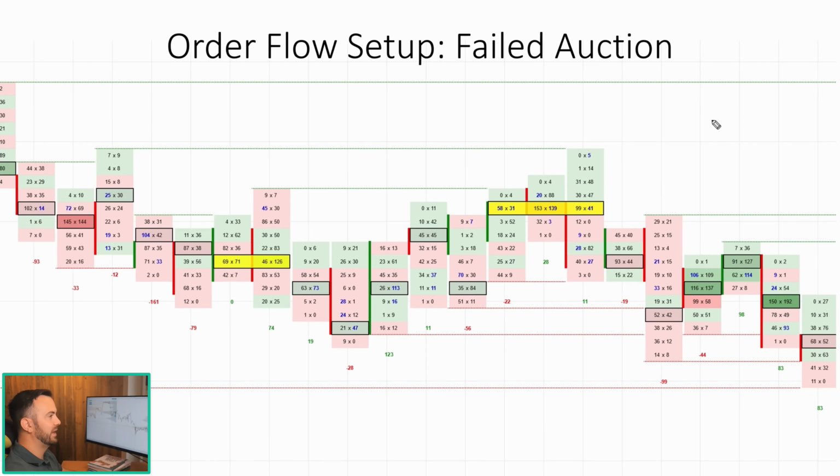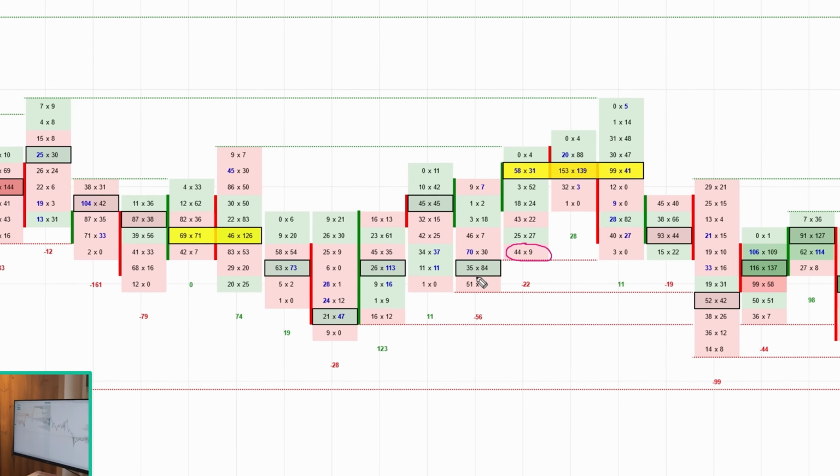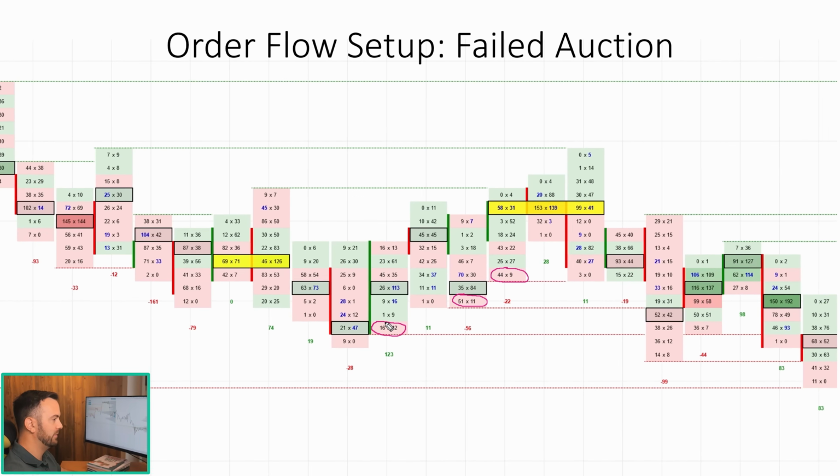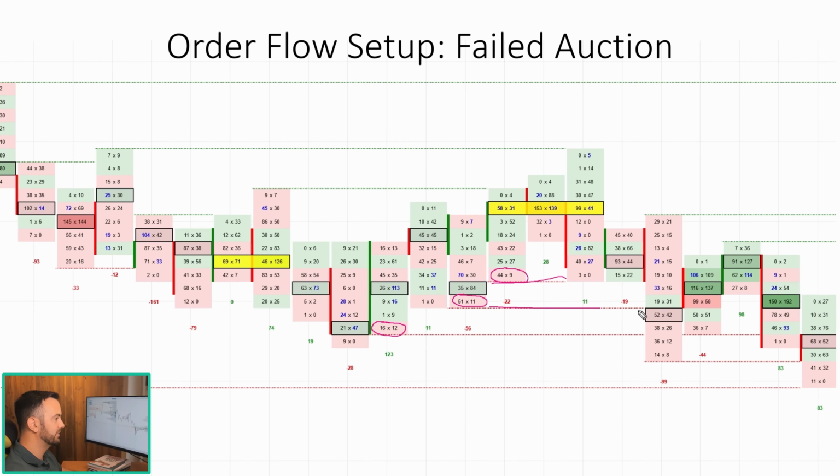So let me give you a couple of examples. For example, in here, we have a failed auction. This is also a failed auction. Right here, this is also a failed auction. So we have a little cluster of failed auctions, and the price comes close and tests that, right?